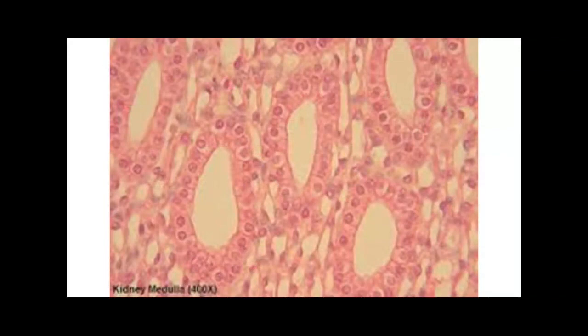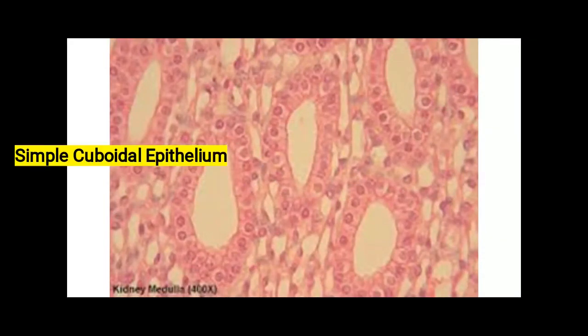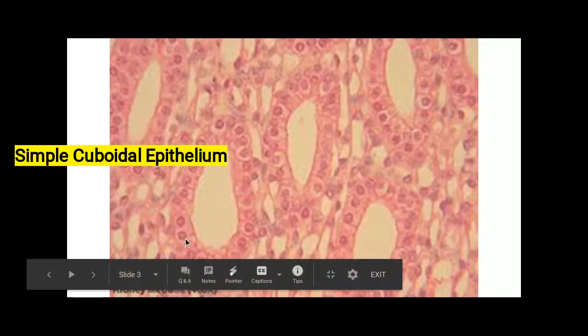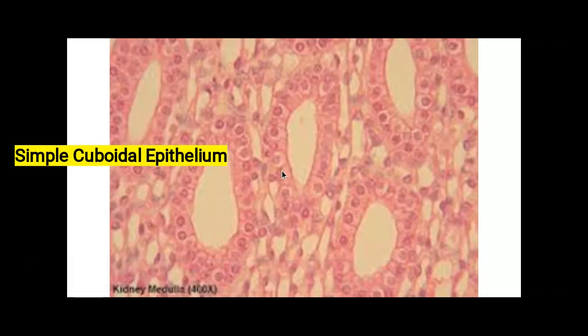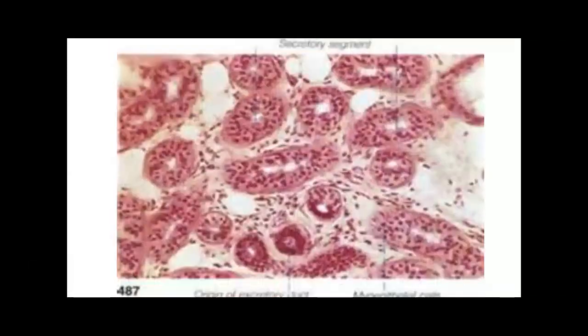Our next type is cuboidal cells. The centers of these look like circles. Those are called lumen, which is the empty space. Those are parts of vessels or ducts, and this happens to be found in the kidney. But if you look, this is a single row of cube-shaped cells, simple cuboidal epithelium.